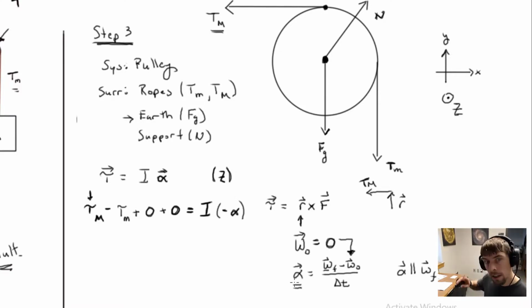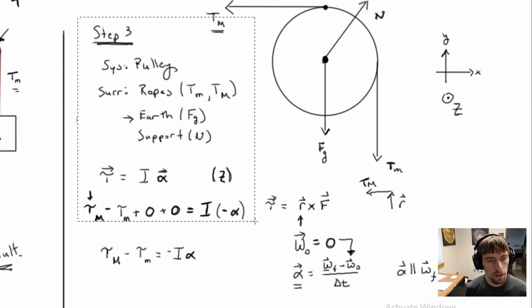The answer is yes. If the mass is falling, omega final will be into the page, into the screen, right? I curl my fingers in the direction of the movement, and the angular velocity will be into the page. So there we go, I've got it. I've got tau big M minus tau little m is equal to I alpha.